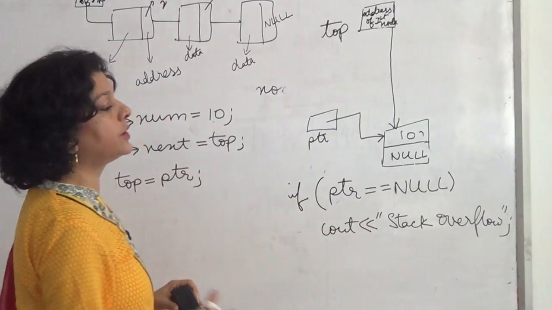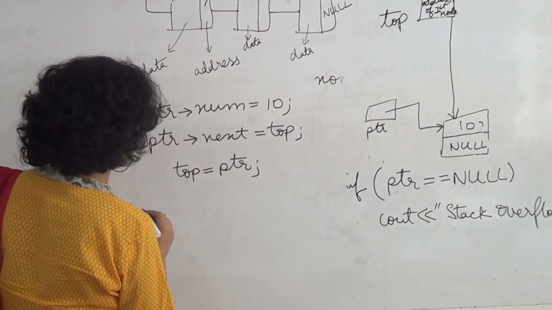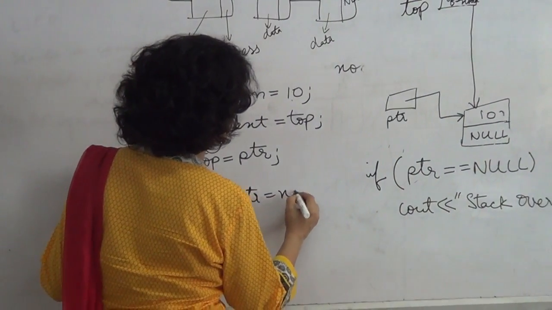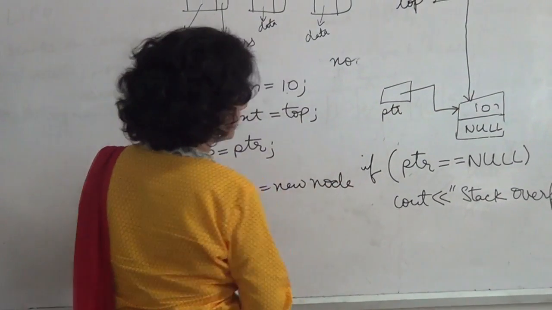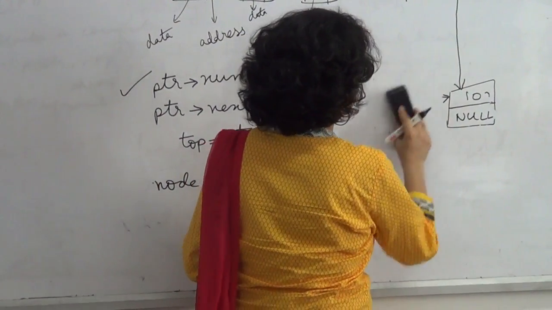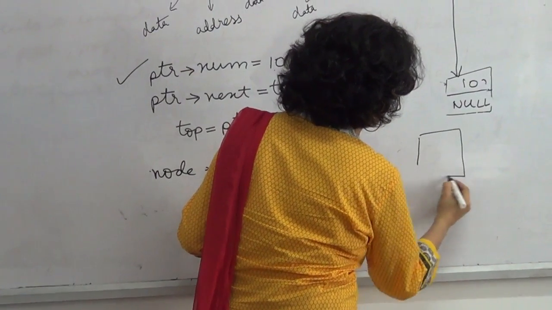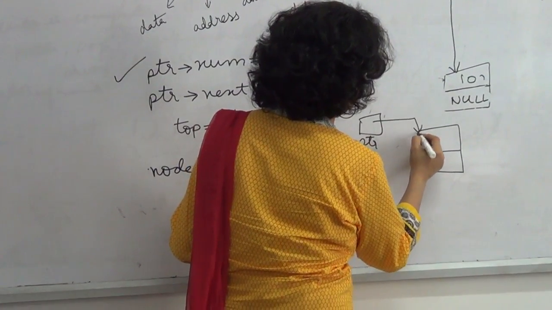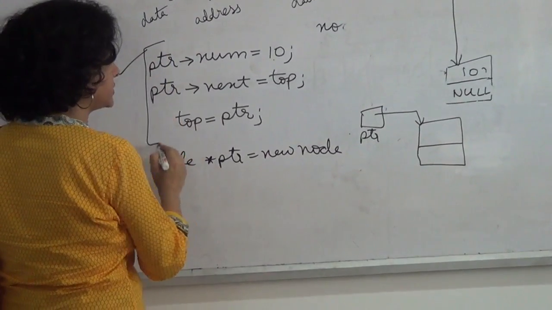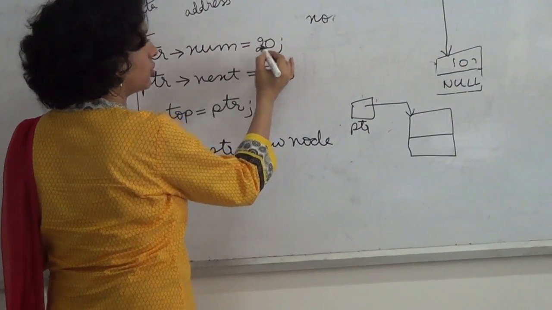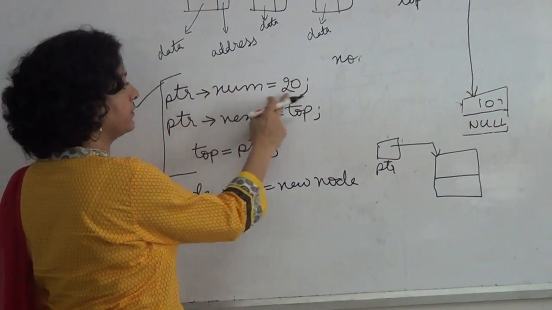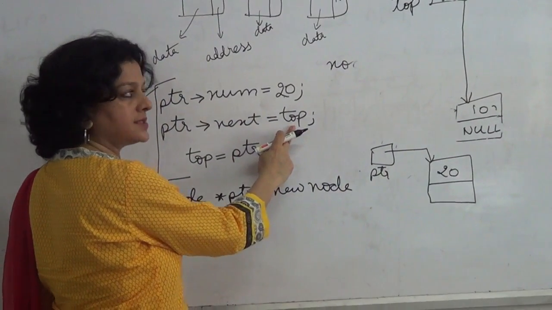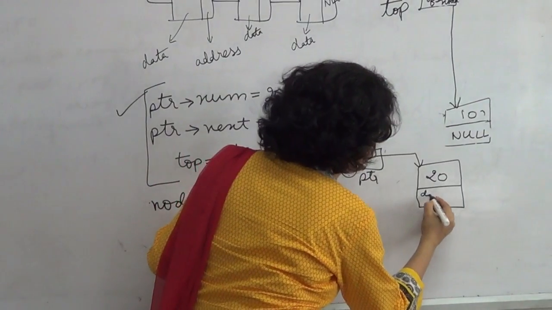Now if I want to add further new nodes to the stack, again I will give the same statement. Node star ptr is equal to new node. Now this time again, a new node will be created in the memory and the address of this node will be stored in ptr. Now I repeat this set of statements again, and instead of storing 10, I will store 20 this time. So my first statement will store 20 in this. And my next statement, ptr arrow next is equal to top, will store address of first node here.